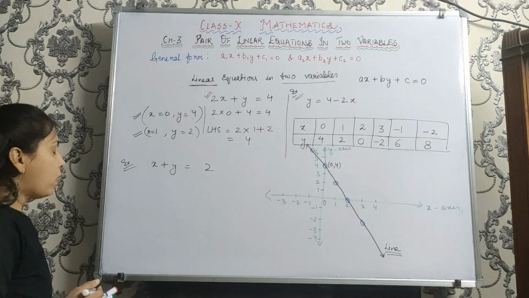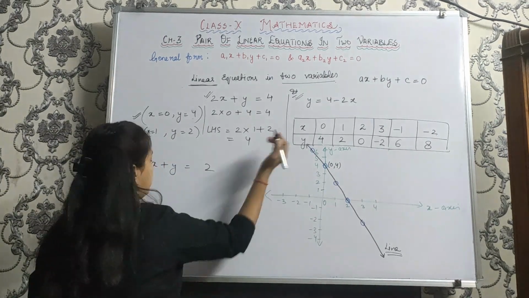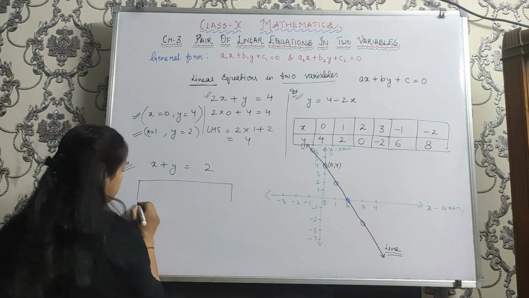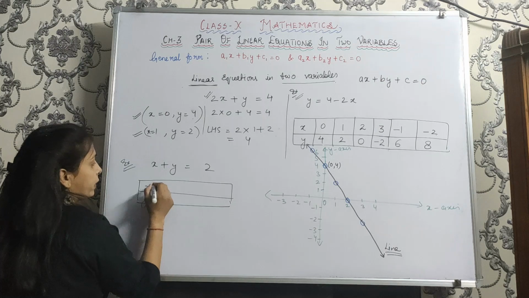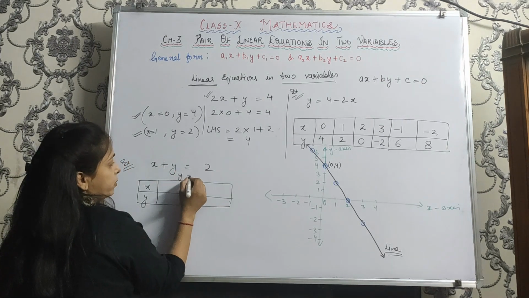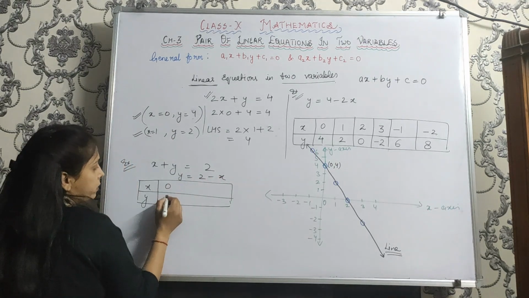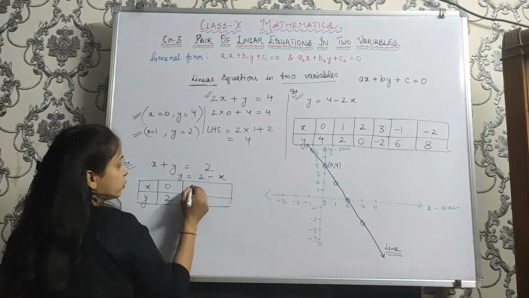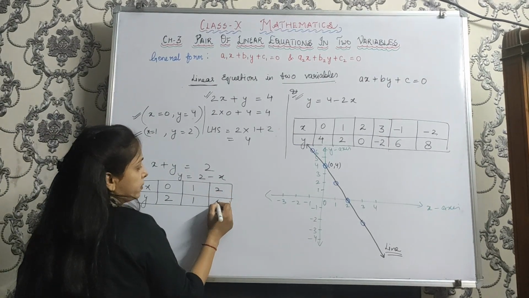Okay. Now if I want to draw a graph for this equation, same method is to be followed. I'll take the table. I'll put values of one of the variables and find the value of the other variable. Let's say x I am transposing on the other side. So y is equal to 2 minus x. If x is 0, y is 2. X is 1, y is 1. X is 2, y is 0.